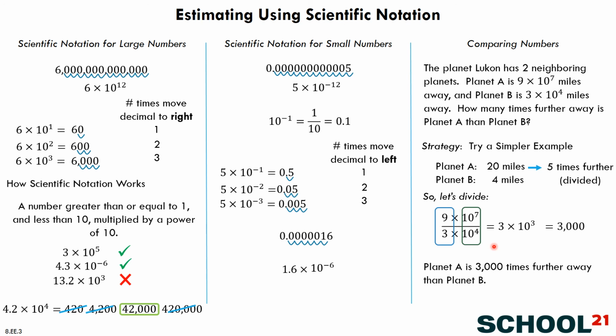Now, if you wanted to be talking about this with your friend or something, you might say, well, planet A is 3 times 10 to the 3rd times as far away as planet B. That's kind of awkward to say. So let's figure out, what is this in regular, non-scientific notation? What would be 3 times 10 to the 3? 3 times 1,000, so 3,000. Perfect. And so we can make the statement, planet A is 3,000 times further away than planet B. And we figured that out using scientific notation without having to write out all these zeros before or after the decimal place. Great. Good job.